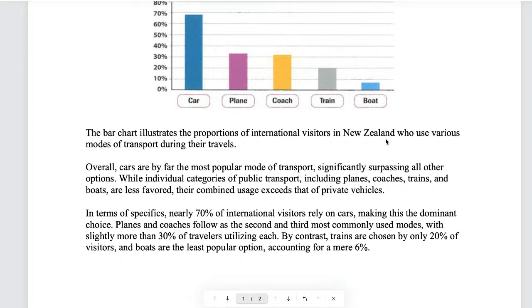Of travelers. Travel is a verb and traveler is a noun. That's a person. You just put er after travel. Yeah. With slightly more than 30% of travelers. Travelers here, like this. Maybe U.S. travelers. Okay?